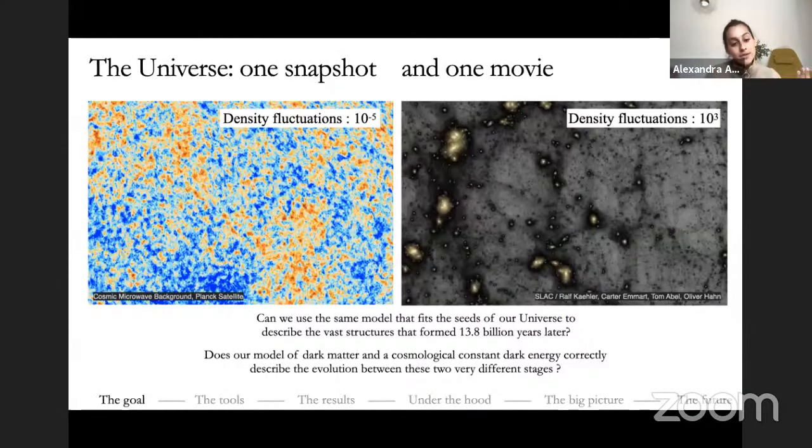Now, when we compare our observations that we make in DES, or the Dark Energy Survey, to the same model that is so well measured by the CMB, we create this very beautiful end-to-end test. And that's what we're after. So we're asking, can we use the same picture that fits the seeds of our universe to describe the vast structures that formed 13.8 billion years later? And so we compare our observations of the late-time universe of galaxies and large-scale structure to that same model that is so well measured by the CMB.